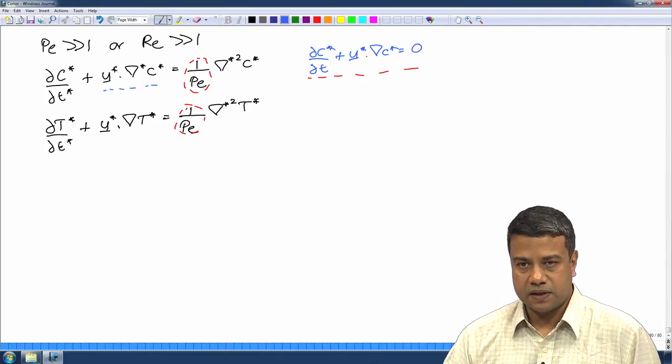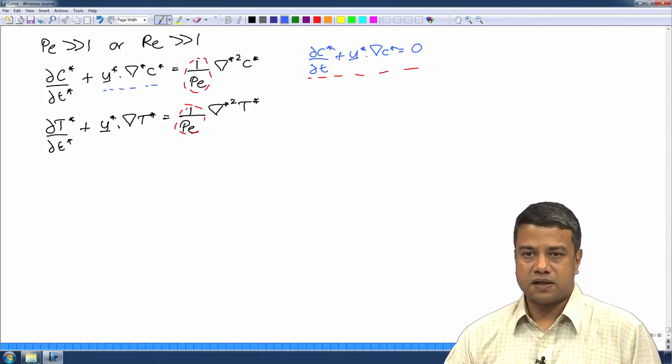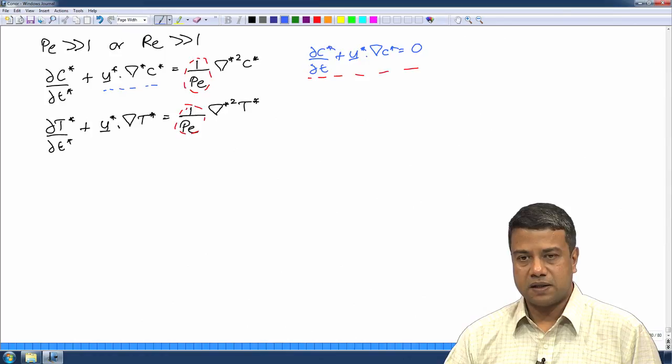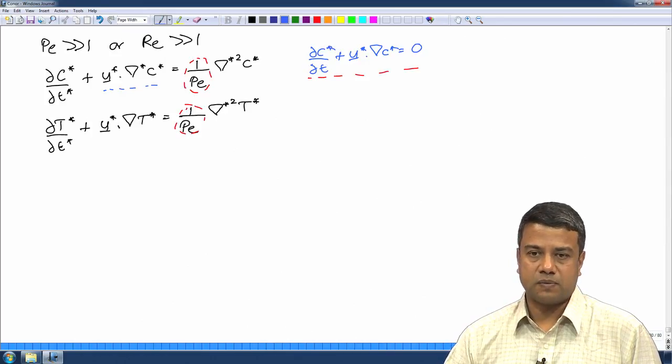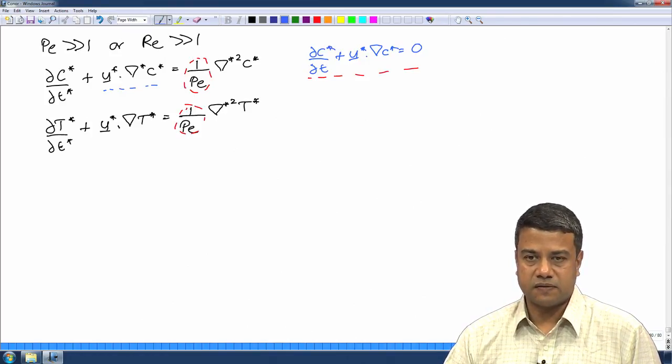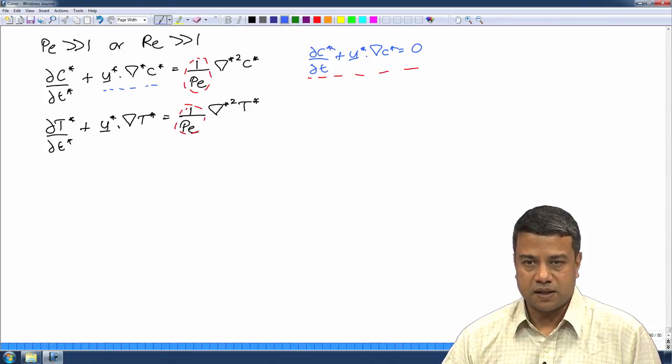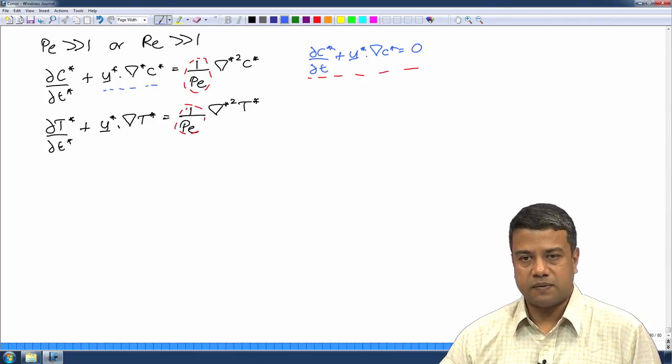As the Peclet number increases, the thickness of those boundary layers decreases. The gradients increase in such a way that within that boundary layer, if you scale the coordinate perpendicular to the surface by the boundary layer thickness, the concentration field is independent of Peclet number, even in the limit as Peclet number goes to infinity.